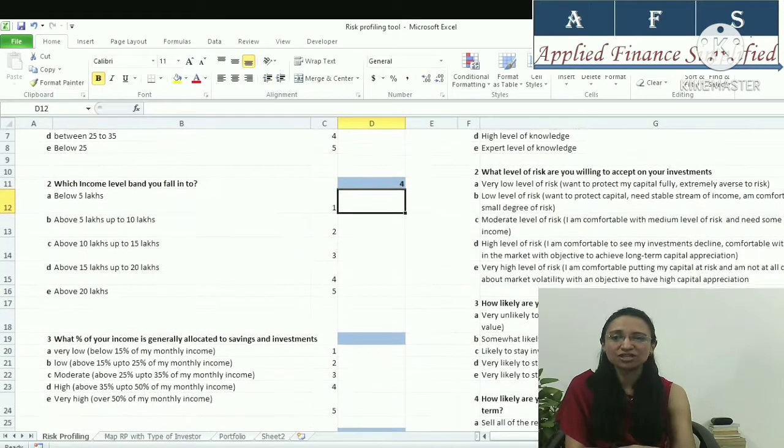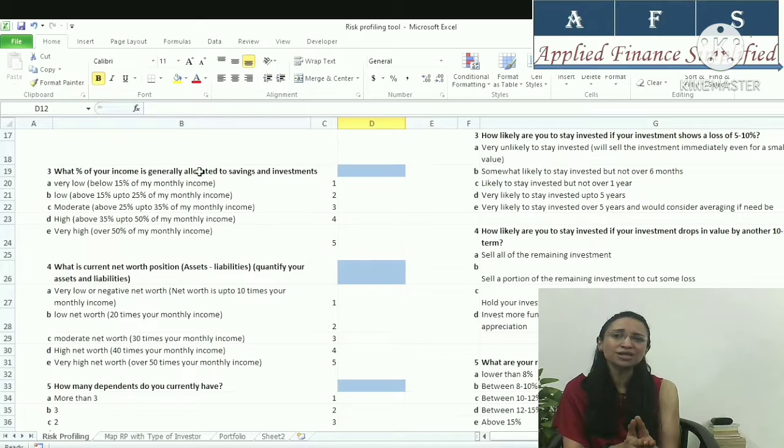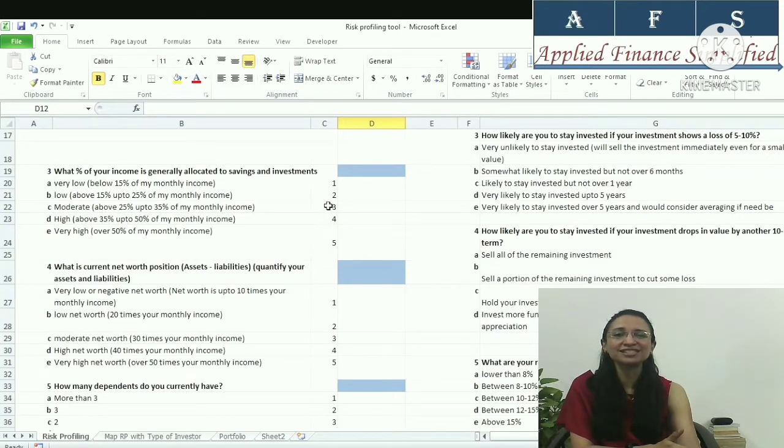Moving on to the next question. What percentage of the income is generally allocated to saving and investment? Here, the advisor is trying to gauge your savings habit. What percentage of monthly income do you compulsorily save? So here you have 5 bands. If you save, let's say, below 15% of monthly income, then you score yourself 1. In our case, Mr. Raj has 3 dependents, and so he can save moderately, between 25% to 35% of his monthly income. So let's score him 3.